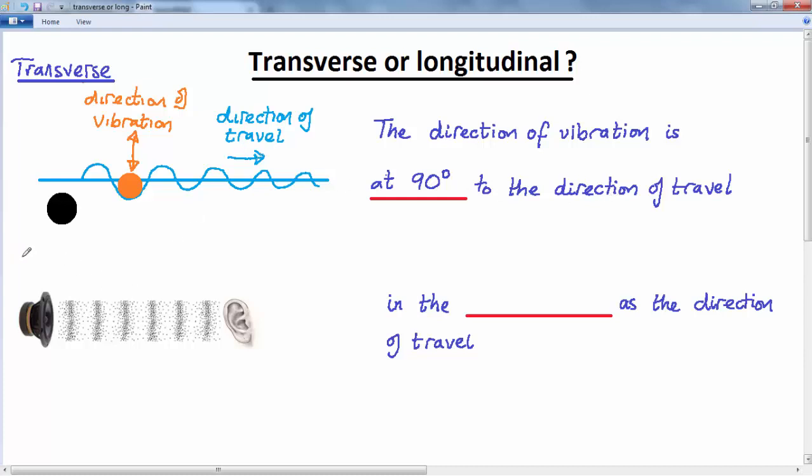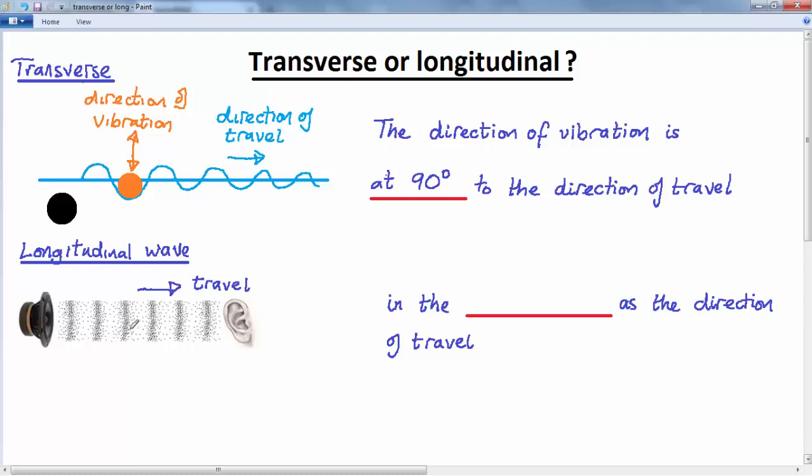Now, the other type of wave is the longitudinal wave, and sound is an example of a longitudinal wave. In this case, we've got a speaker which is a vibrating source producing the sound, and the sound travels in this direction towards the ear. Okay, so this is the direction of travel.